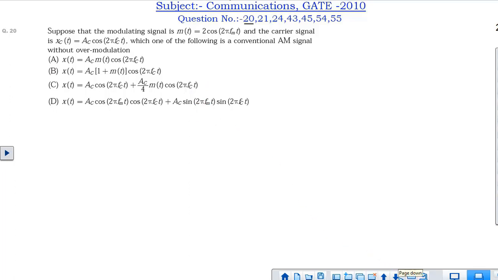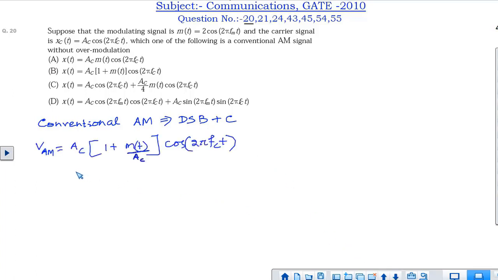So what is basically the conventional AM modulation? Conventional AM modulation is nothing but the AM signal which is DSB plus C, that is double sideband with carrier, which we can represent mathematically as shown in this expression, that is Ac whole into 1 plus m(t) divided by Ac, because Ac is taken outside, so 1 by Ac will be here, and there will be the carrier, that is cos 2 pi fc t. This is the standard form of conventional AM signal.